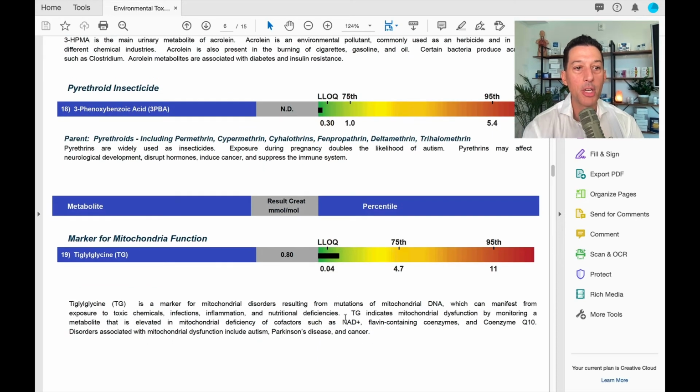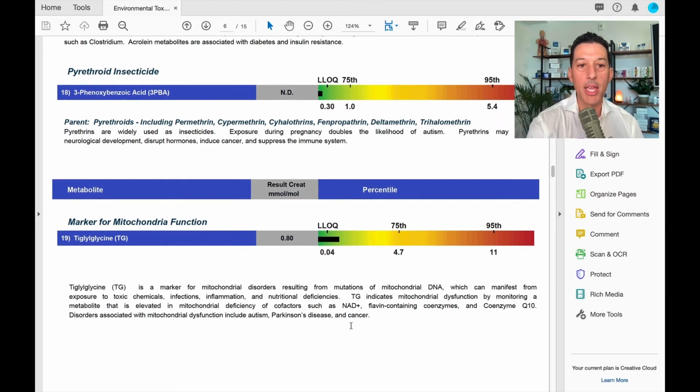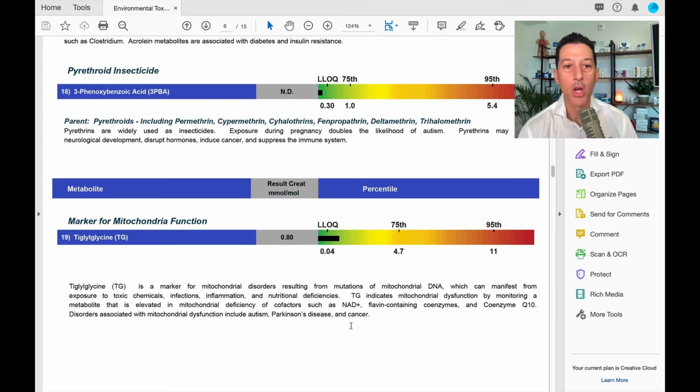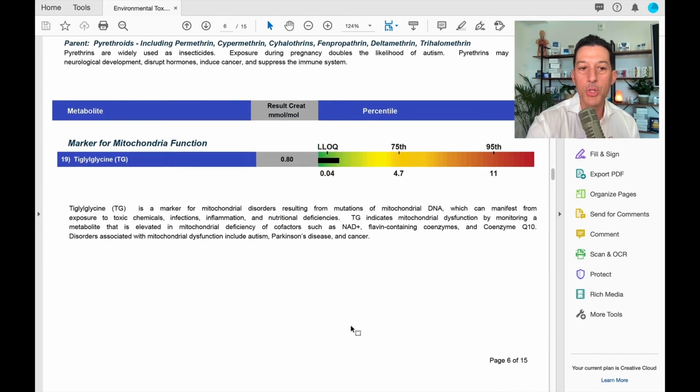All right, the next one is going to be pyrethroid insecticide. So this one, again, is used to spray on crops, on foods, and overall as an insecticide. This one, luckily, is fairly low, which is great to see.